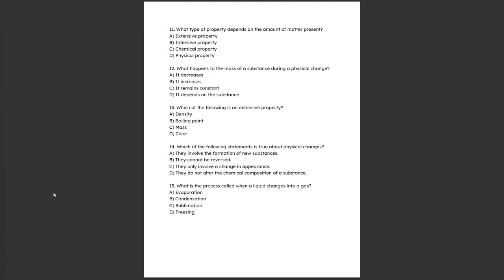Number 12, what happens to the mass of a substance during a physical change? The answer is C, it remains constant. So in physical changes, for example, a change in state of matter, the mass of a substance will not change. So the correct answer is just C. That is something you had to deduce with your knowledge so far.